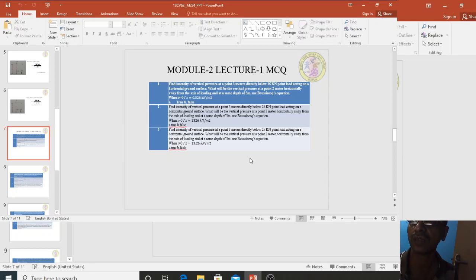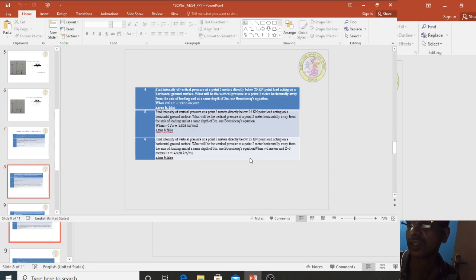Find the intensity of vertical pressure at a point 3 meter directly below a 25 kilonewton point load acting on a horizontal ground surface. What will be the vertical pressure at a point 2 meter horizontally away from the axis of loading at a depth of 3 meter in Boussinesq's equation? It is 1.326, but the answer given is 13.26. Therefore it is B, false.